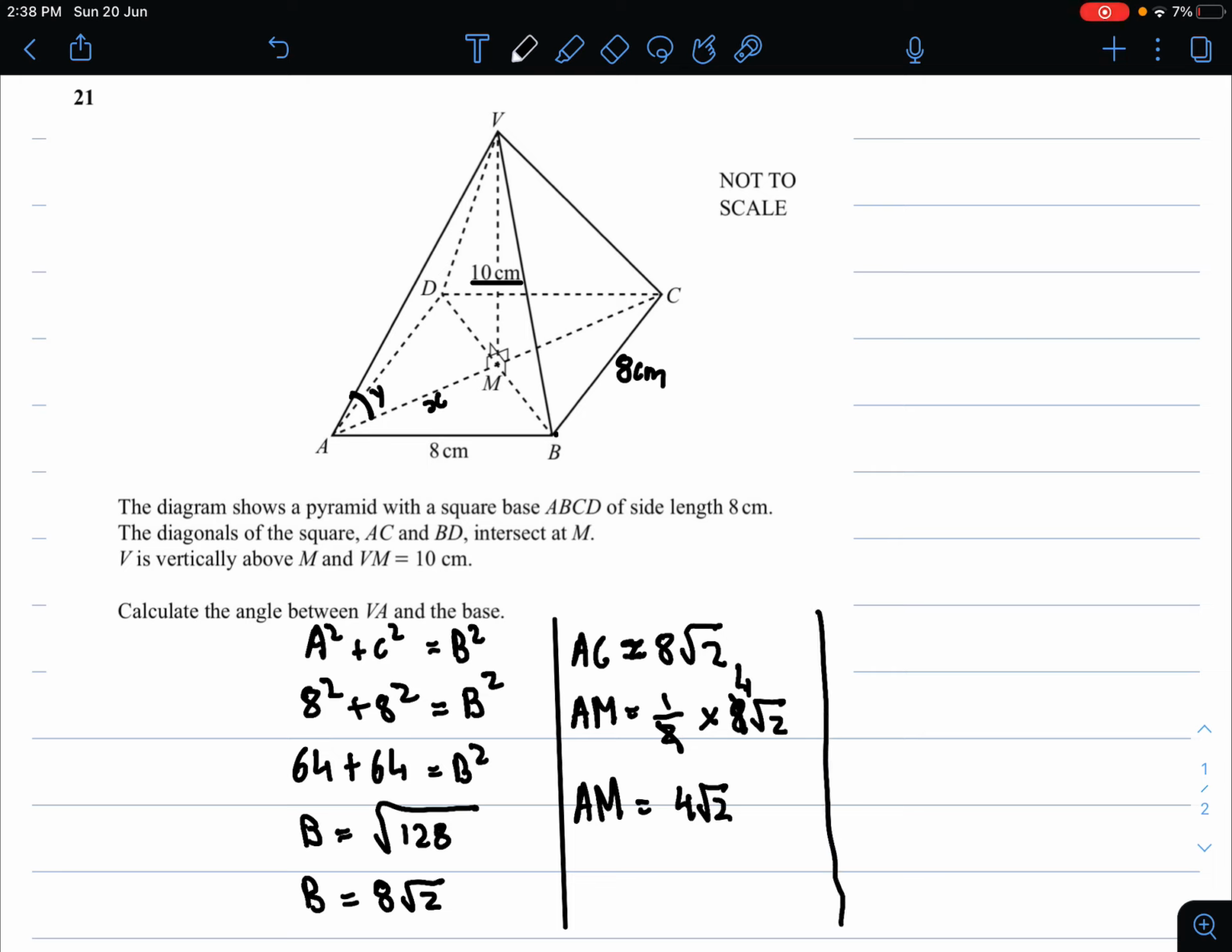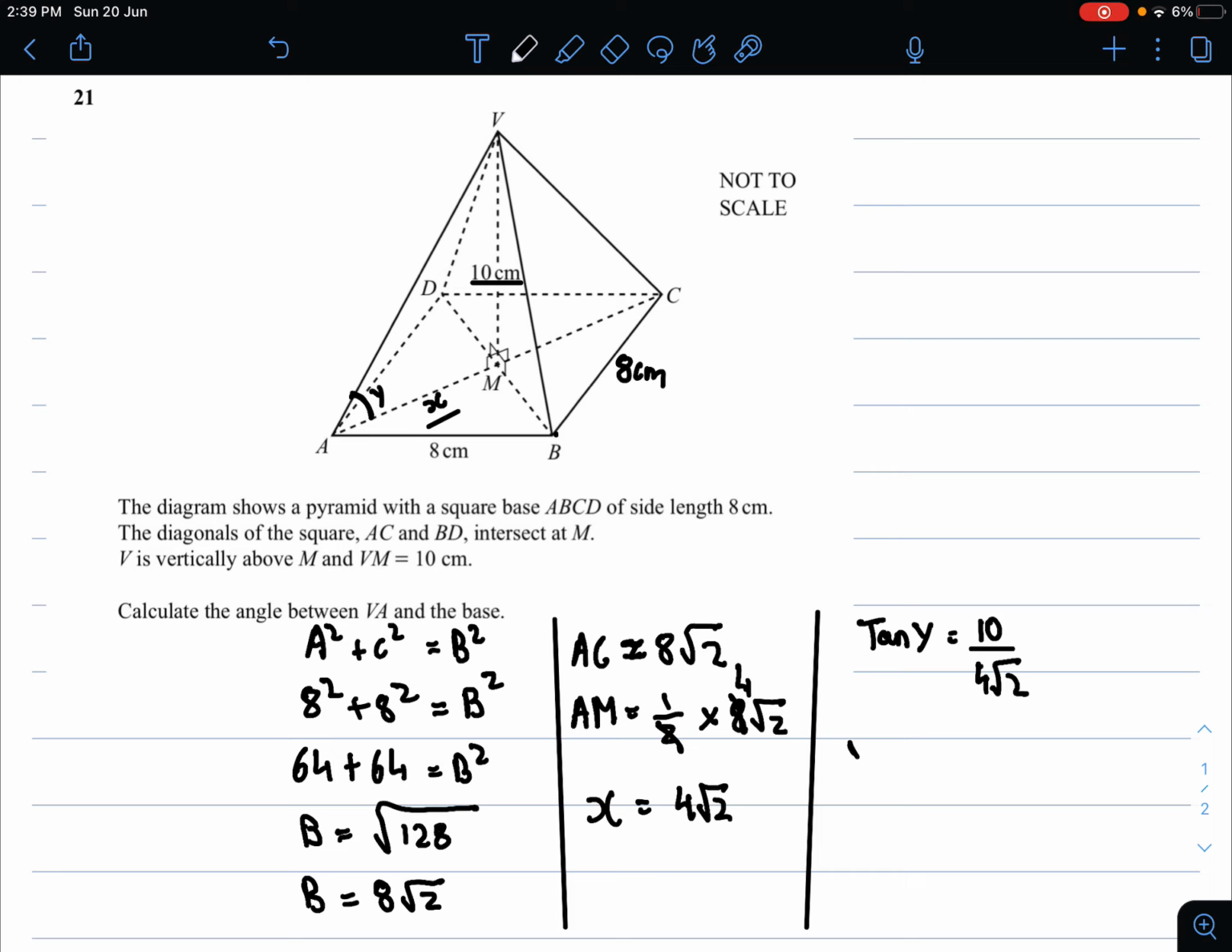Now you need to use your tan rule. So tan of x is equal to opposite divided by adjacent. Tan y, where x would be in place of AM, because as you can see, we've labeled it over here as x. So tan y would be opposite over adjacent. The opposite side of angle y is 10 and the adjacent side is 4 root 2.